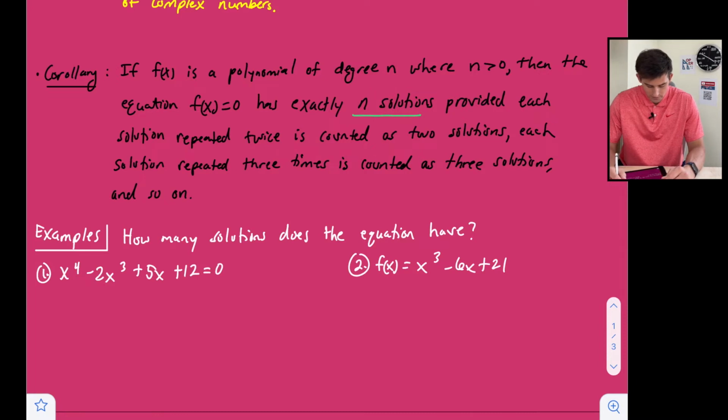On these two examples, it says how many solutions does the equation have? For number one, we see x to the fourth minus 2x cubed plus 5x plus 12 equals 0. Notice that my degree would be a 4, so this one has 4 solutions. Number two, f of x equals x cubed minus 6x plus 21. Our degree is a 3, so this one would have 3 solutions. Pretty easy on those examples, because we're not actually finding what the solutions are. We're just stating, hey, since the degree is this, there are that many solutions.